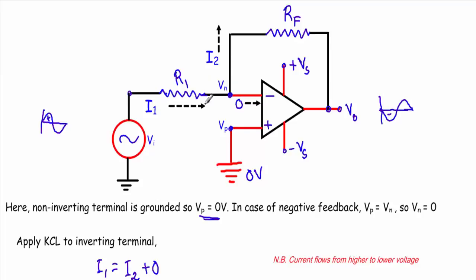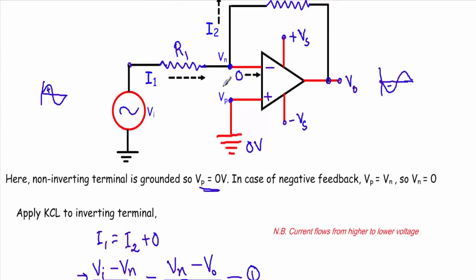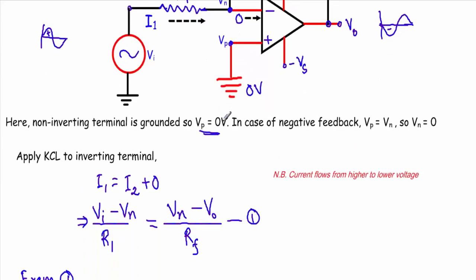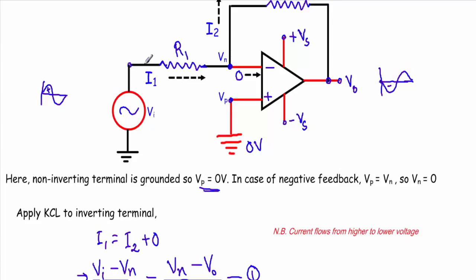So there are three components of current. The first is the current through R1, the second is the current through the inverting terminal, which is equal to 0, and the third is the current through the feedback resistor, which is I2. Now I will apply Kirchhoff's current law to this inverting terminal. What is Kirchhoff's current law? The summation of incoming current equals the summation of outgoing current. Here the only incoming current is I1, and the outgoing currents are 0 ampere and I2. So I can write I1 equal to I2 plus 0.